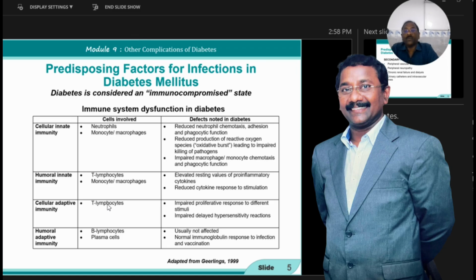In cellular adaptive immunity, the T cells are involved. There is an impaired proliferative response to different stimuli, and impaired delayed hypersensitivity reactions. The B lymphocytes and plasma cells are involved in humoral adaptive immunity, where the immunoglobulin response to infection and vaccinations is affected. So this is how these cells are defective in the presence of infections in diabetes, and how we often see these immunity abnormalities. That is the reason diabetes is not only a metabolic, endocrine or vascular disease, it is also an inflammatory disease.